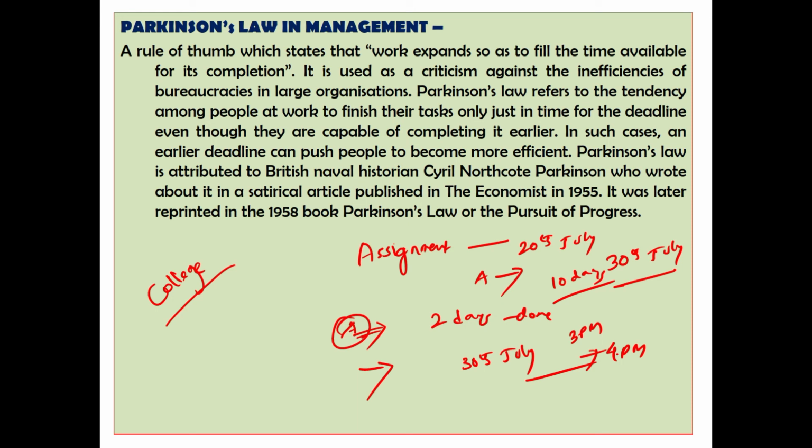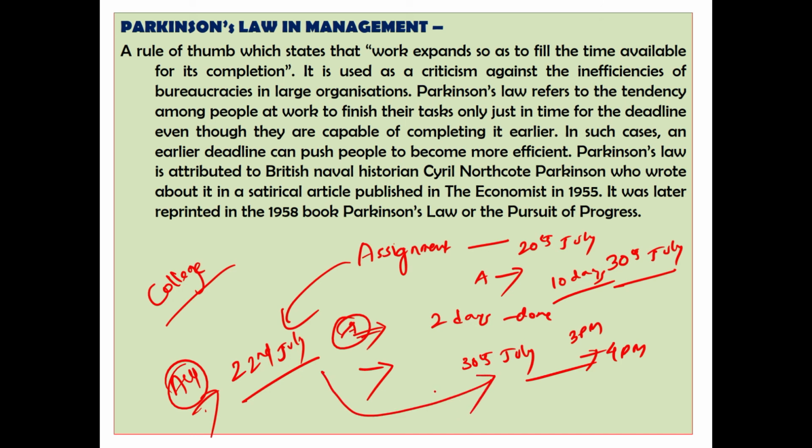So what does Parkinson's law say? See, human nature is such that if people are given more time, they will try to utilize that full time to complete the project. But if this same assignment had to be given by 22nd July, all of you would complete it by 22nd July, I guarantee. This is normal. But when you are given more time, you try to expand your work till 30th July. When you are given less, you will even complete it. This is known as Parkinson's law.